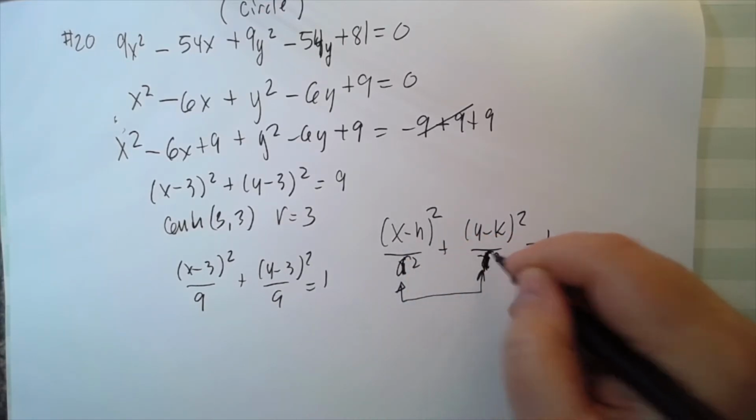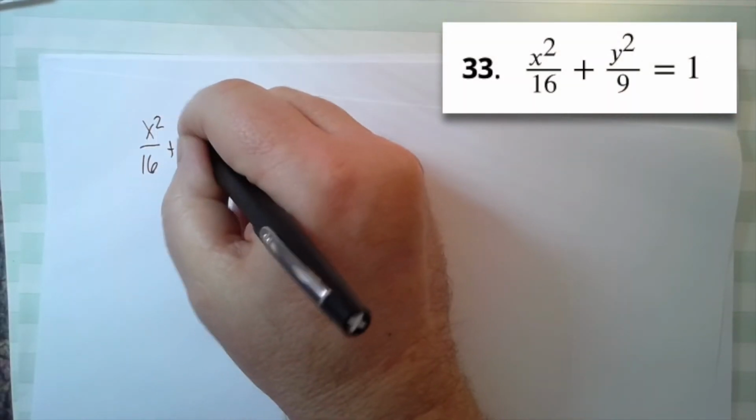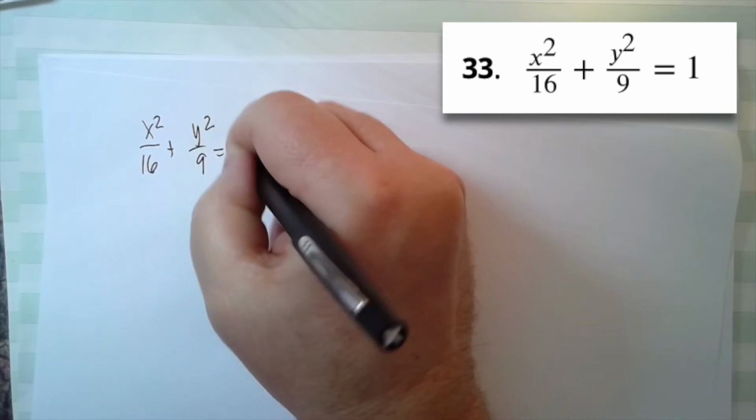because then the R would represent our radius. For the following exercise, graph the given ellipses, noting centers, vertices, and foci. So we're supposed to be graphing this one: x squared over 16 plus y squared over 9 equals 1.